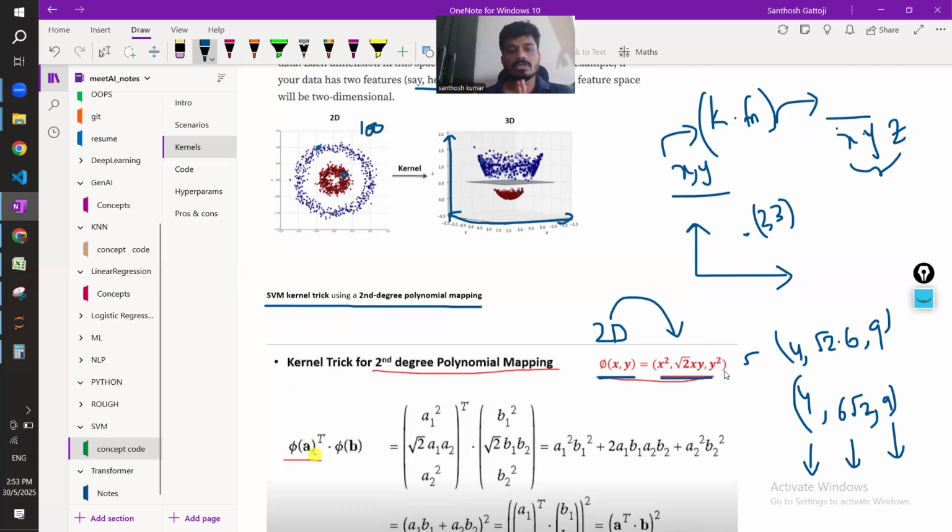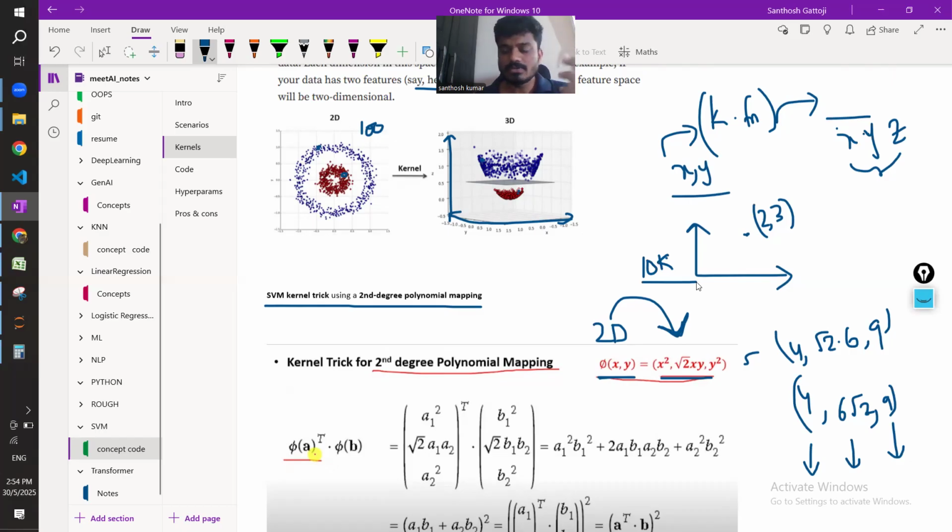But if you have a huge number of points, let's say some 10,000 points, computing this is very expensive. It is very expensive to compute these values for, let's say, 10,000 points. That's why you have something called the kernel trick.